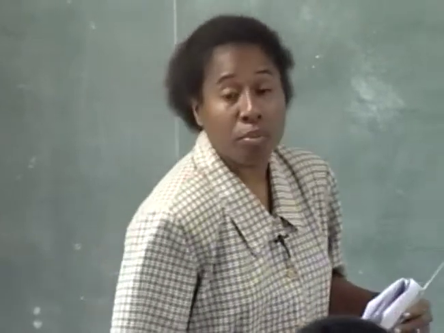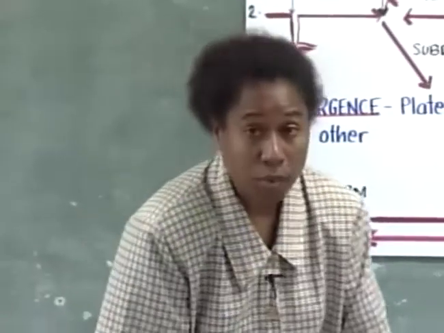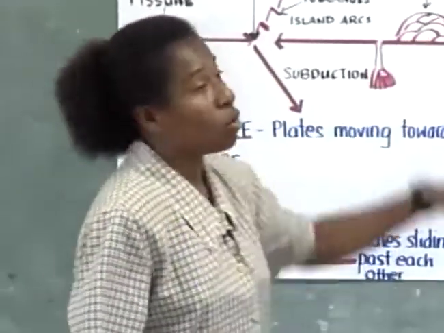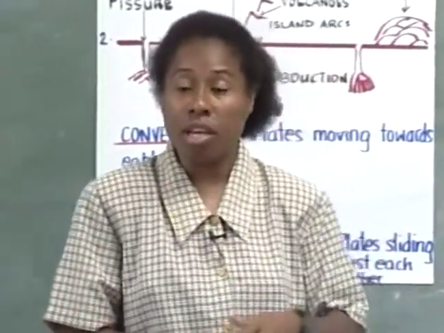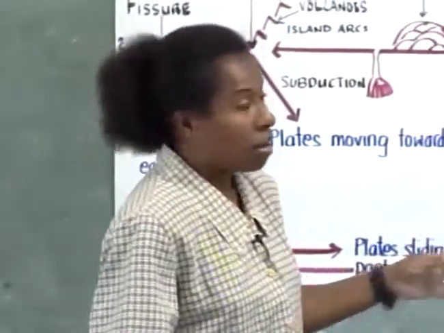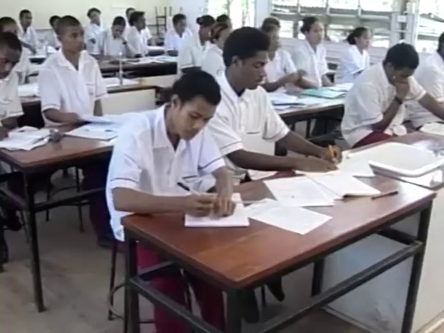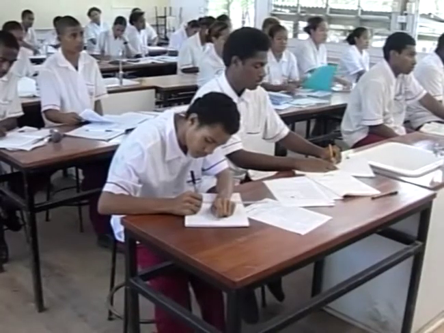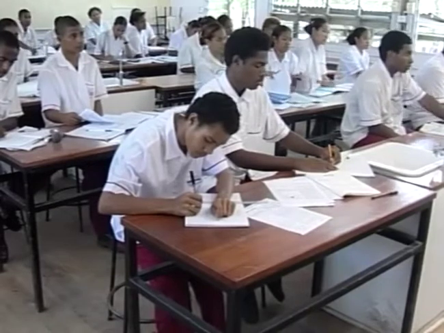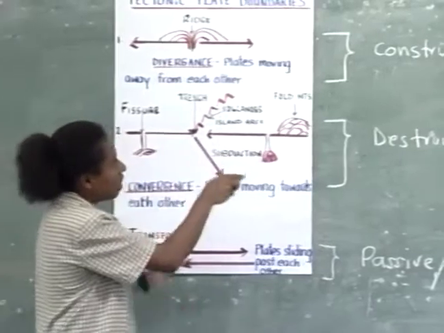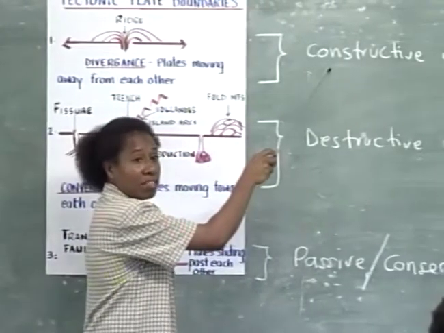Okay, and that will also bring us to the end of the lesson. What I'd like you to do for your homework is, we've looked at those words passive, destructive, constructive. I'd like you to think about it, and for your homework, write down why you think this particular plate movement is associated with a constructive margin. Why do we say when plates diverge, they have a constructive margin?